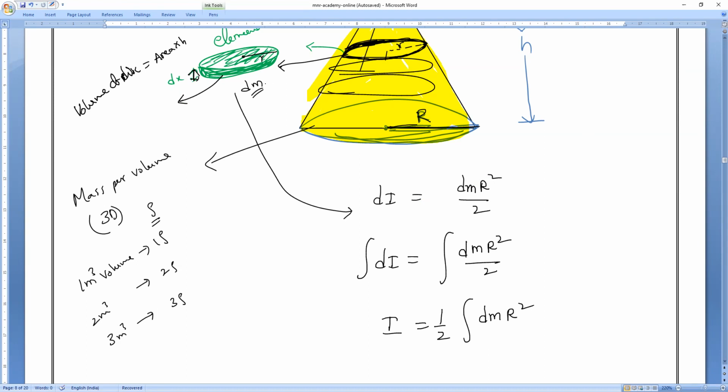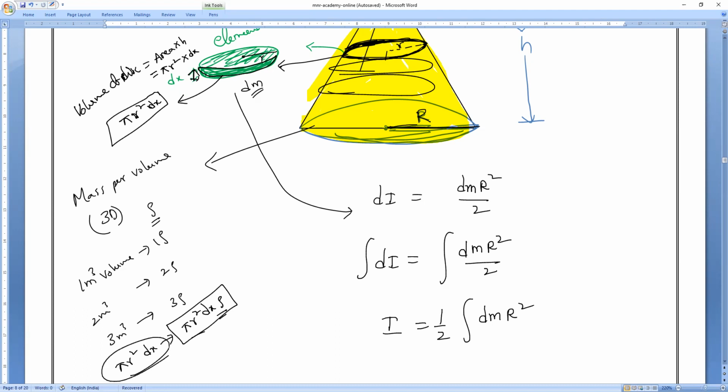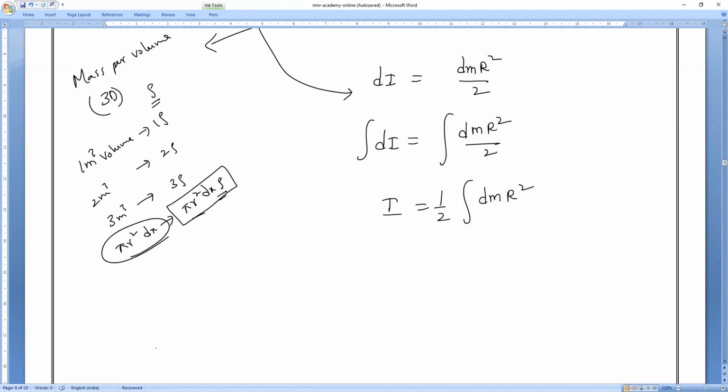So what is the volume formula, brothers? Sorry, area of a disk. Area of a disk is pi r square. H is dx. So the total area is pi r square into dx. That is the area. So what is the mass of this one? Mass is pi r square dx into rho. That is the mass of this disk. Is it okay, guys?